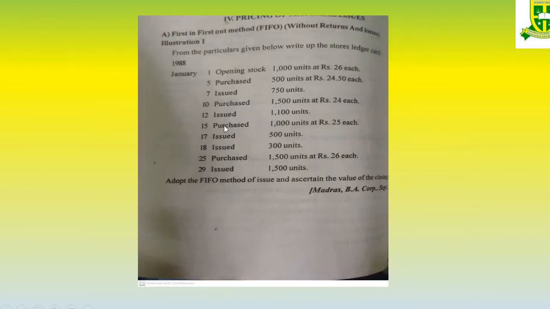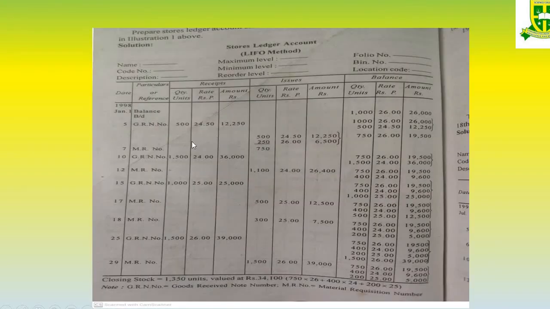So I made an entry. Next, on 15th, what is the transaction? Again, there is a 15th purchase, 17th issue. So on 15th, we are purchasing GRN number 1000 into 25, which is 25,000. So added, already two materials are available, 750, 400. Now 1000 has been added.